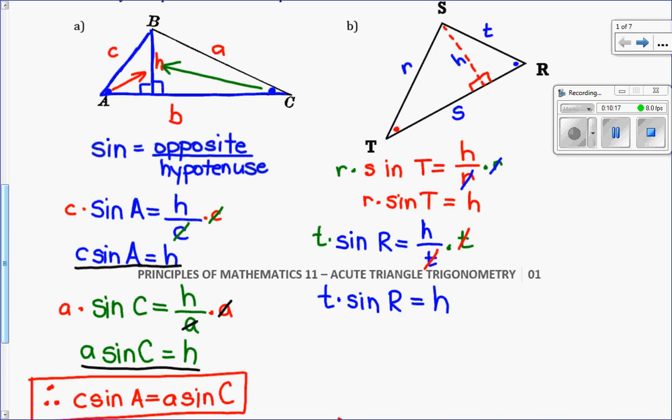And if I have r times sine t is equal to h, and t times sine r is also equal to h, then what that ultimately means is r times the sine of t equals, or is the same thing as, t times the sine of r.